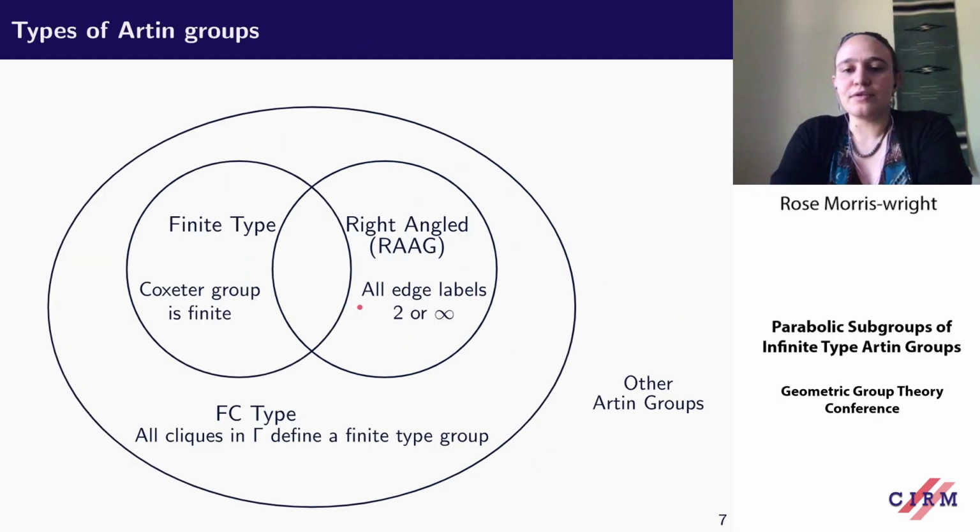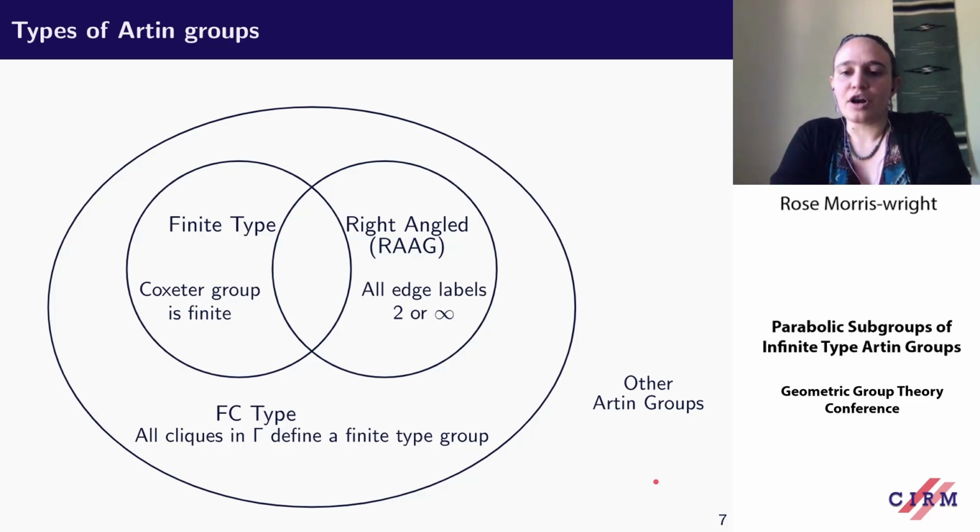These small circles represent 2 different well-studied types of Artin groups. And then this large circle represents a more general type of Artin group called FC type. FC type Artin groups were defined by Charney and Davis in 1995. They are Artin groups where every clique in the graph, so every complete subgraph, defines a finite type group. And these FC type are important because there's a particular cube complex that you can define for Artin groups, and it's going to be CAT(0) when the Artin group is FC type. So that's why they're important for us.